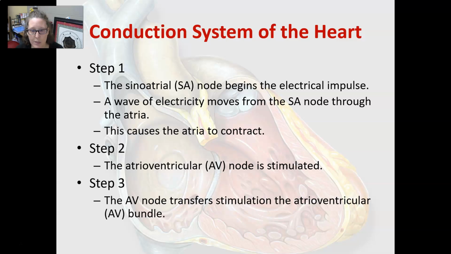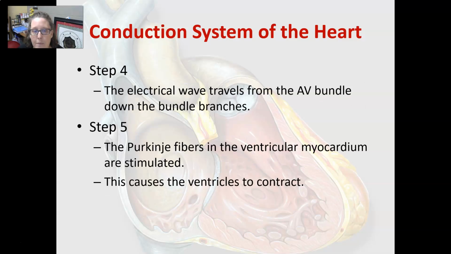And then this impulse is going to reach the AV node or atrioventricular node, and so then when it's stimulated, it's going to transfer that stimulation down the AV bundle, also known as the bundle of His, and the right and left bundle branches, and it's going to go down the bundle branches and into the Purkinje fibers, and then that will cause the ventricular myocardium to be stimulated and to contract, the ventricles to contract. So the atria contract, and then there's a little bit of a pause, and then the ventricles contract, and there's a little bit of a pause, and then it starts over again.